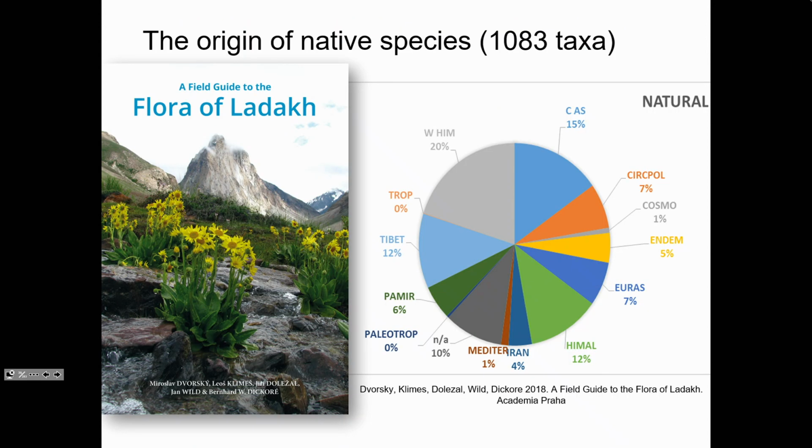This entire flora of Ladakh has different origins, so we can basically divide the native species into the Himalayan elements, which forms, for instance, 20%. Then we have 15% of species that are coming from the Central Asian steppe zone. We have some endemic species, some Tibetan elements, some species that have roots in Pamir, etc. So the entire flora of the region is composed of plants of different floristic origin.